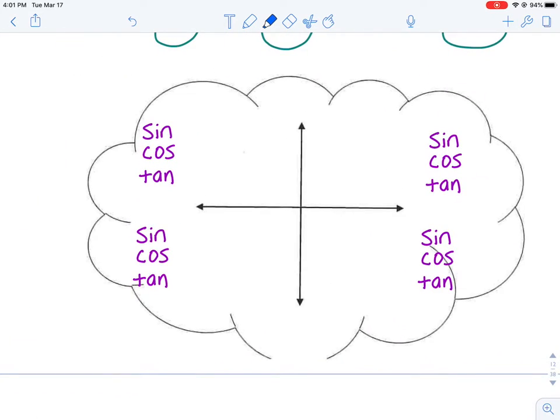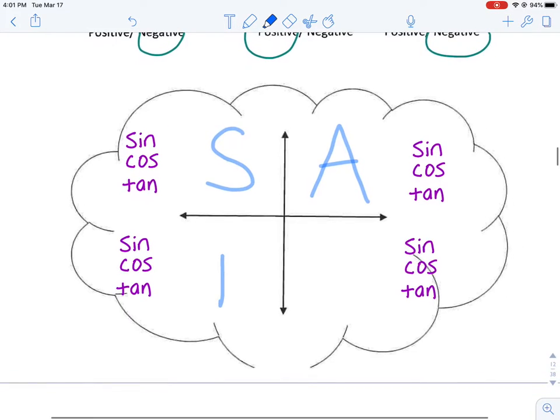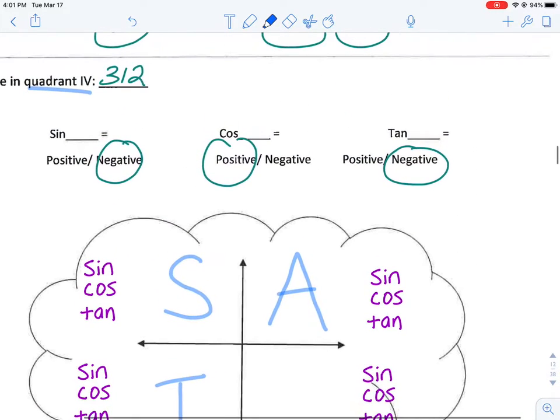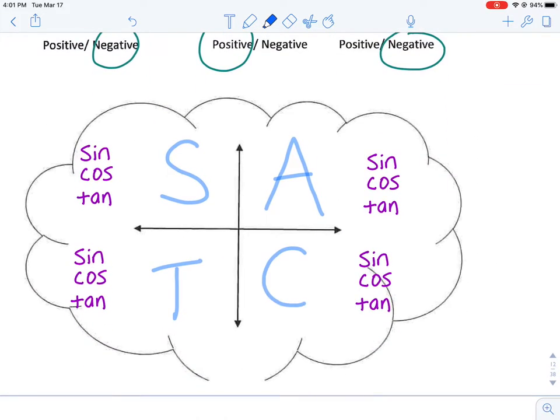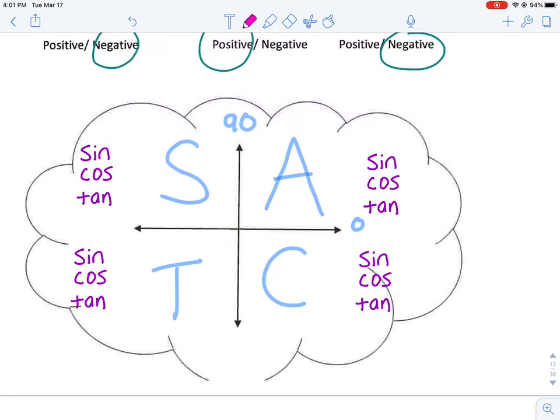So I made you guys fill out this table. And I said to remember that all students take calculus. So what this ASTC stands for is which functions are positive in which quadrants. For example, if you pick an angle in quadrant 1, meaning anything from 0 to 90 degrees, no matter if you do the sine of that angle, cosine, or tangent of that angle, all of them are going to be positive.